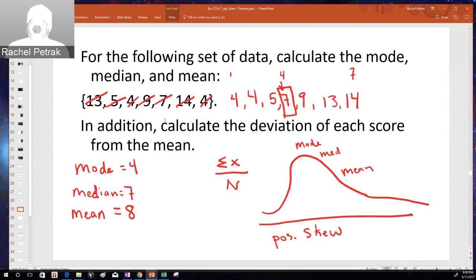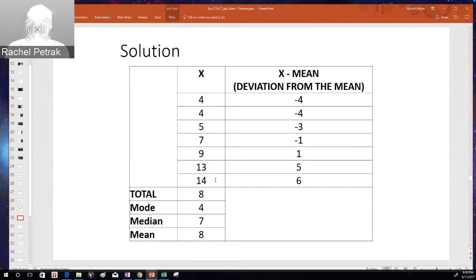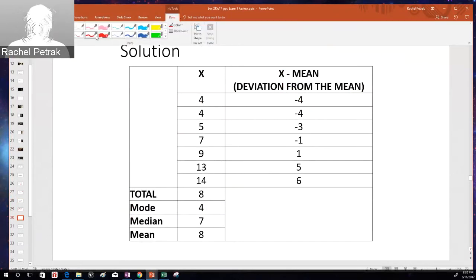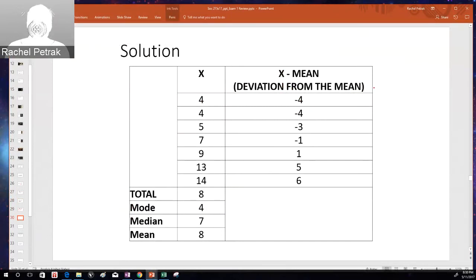Also in this problem, calculate the deviation of each score from the mean, and I've already done that for us. How did I do that? Well, I did it in Excel, but I'm going to show you the formula here. To get the deviation from the mean, we just took x minus x bar. So each raw score minus the mean. You can see the mean down here. And here we have our deviations.